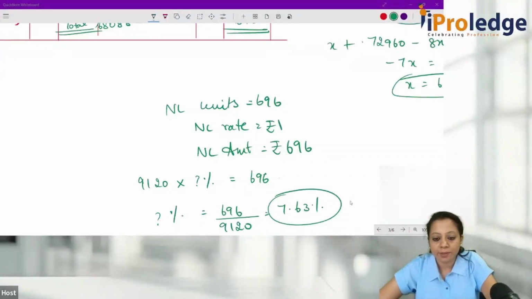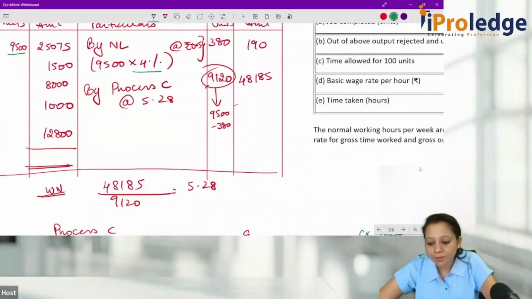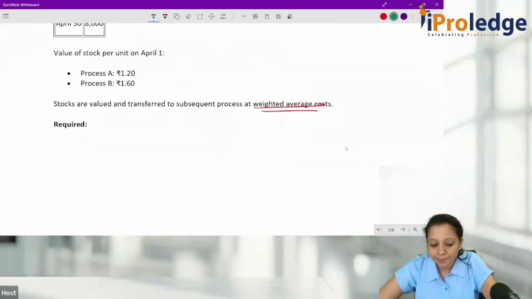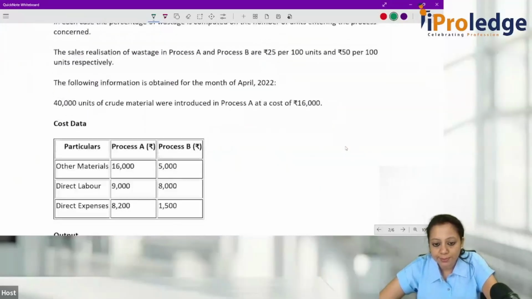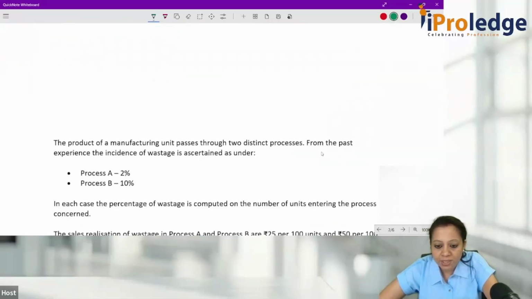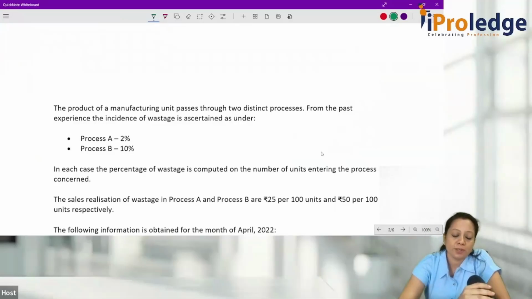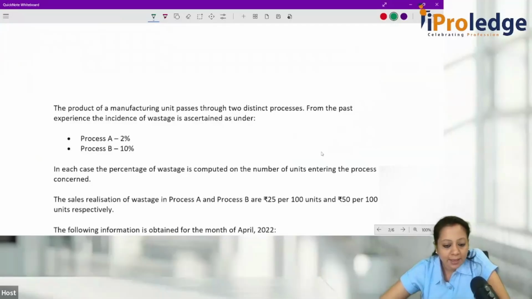Yes, students, welcome back. So now we will start with the next past exam question. So this was slightly an easier problem. Now, third question. The product of a manufacturing unit passes through two distinct processes. From the past experience, the incidence of wastage is ascertained as under. Process A is 2%, process B is 10%. And in each case, the percentage of wastage is computed on the number of units entering in the process concerned.